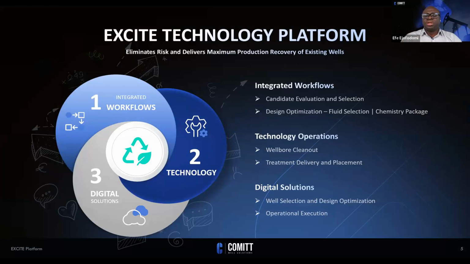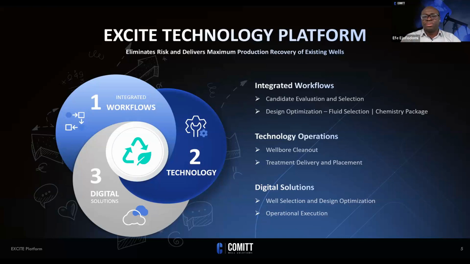So I'll just spend 1 or 2 minutes to talk about some key highlights. It encompasses 3 main elements or pillars. First, we have the integrated engineering workflows that cover candidate selection, picking the best well, understanding the source of damage or the damage mechanism, and then designing the optimized treatment recipe to address that damage. And then you have the actual operational aspect, from wellbore cleanout to delivering that optimized treatment recipe in a pinpoint-like fashion downhole to ensure full displacement on the formation, eliminating the damage to drive the overall performance.